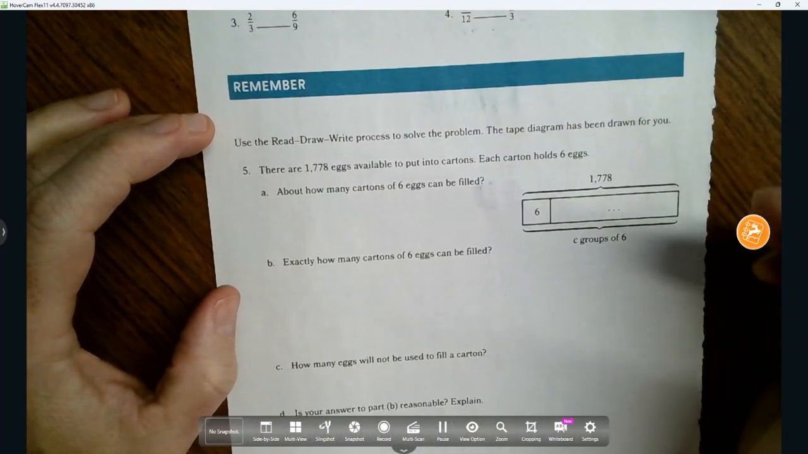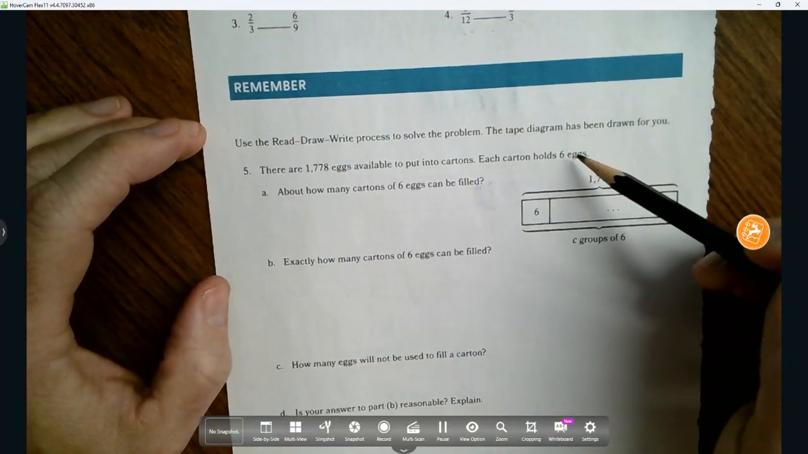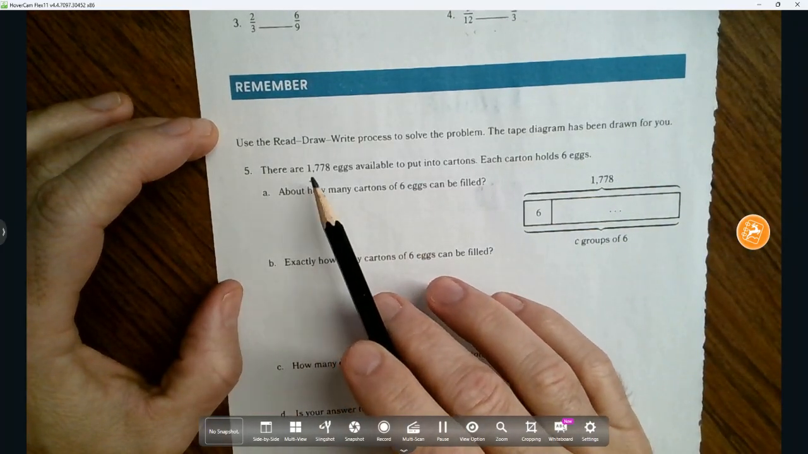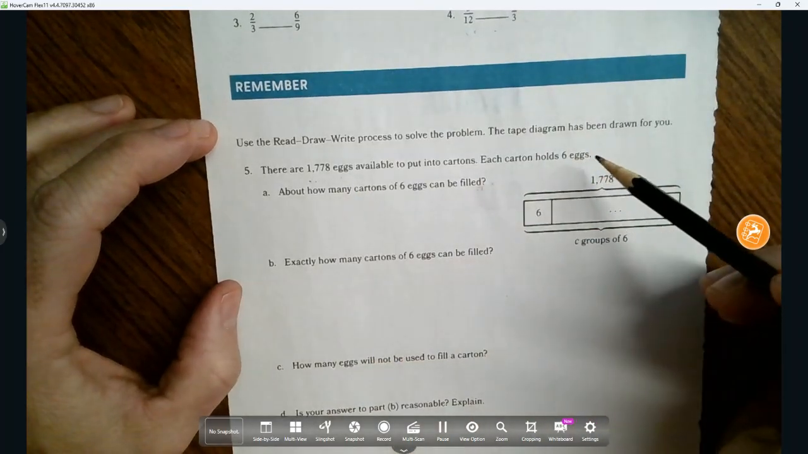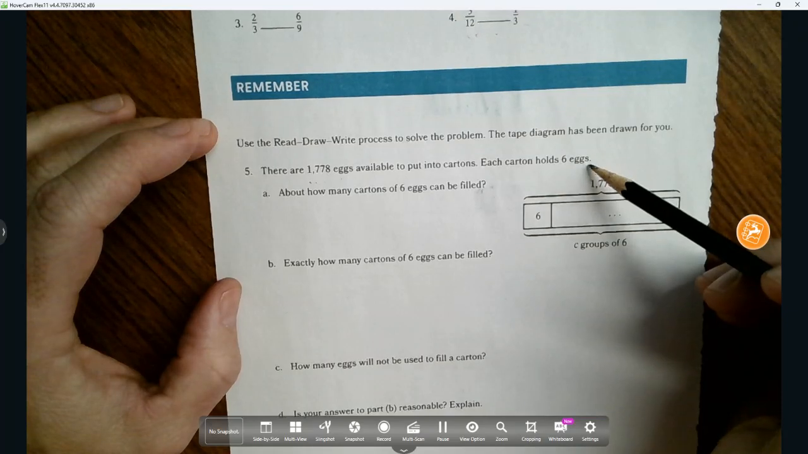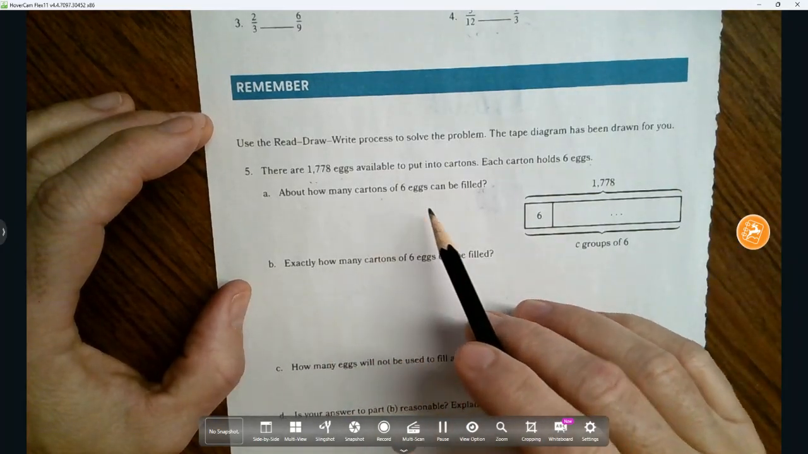Number 5 says, use the read, draw, write process to solve the problem. The tape diagram has been drawn for you. There are 1,778 eggs available to put into cartons. Each carton holds 6 eggs. How many cartons of 6 eggs can be filled? So we're dividing, right? How many cartons of 6 eggs?